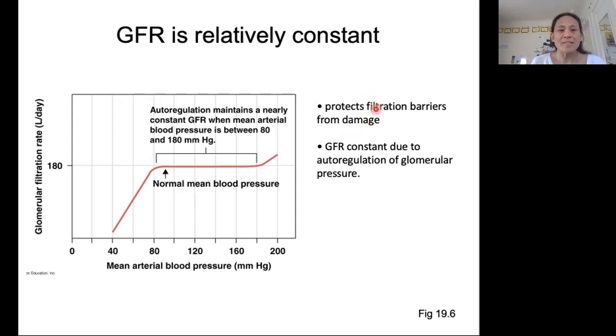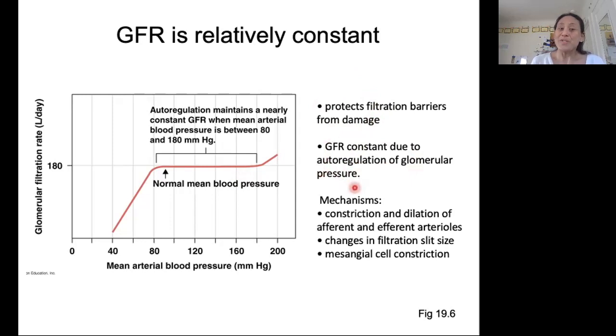We keep GFR constant through autoregulation of glomerular pressure. We do that through a variety of mechanisms. We do that by constricting and dilating our afferent and efferent arterioles. We do that by changing our filtration slit size. We do that by changing the state of constriction of our mesangial cells. And this is regulated by hormones and the nervous system. So in class, like I said before, we're going to play around with some scenarios where we change these variables and see what that does to GFR.